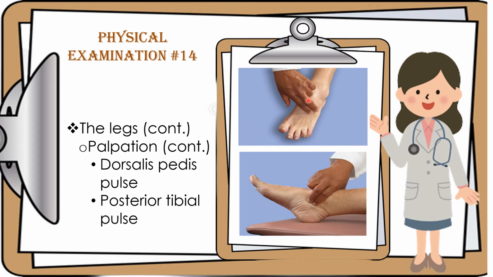So, decreased or absent pedal pulses, assuming a warm environment, with normal femoral and popliteal pulses, could suggest an occlusive disease in the lower popliteal artery or its branches, usually common in diabetic patients.